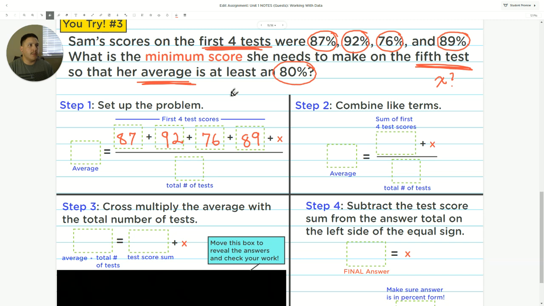We know the total number of tests is 5 because the 5th test is what makes it 5. We know the average is at least 80%, so we're going to make it equal to 80% to figure out what's the lowest that X value can be. Okay, so now combining like terms, all I'm going to do is take these 4 tests and combine them in my calculator.